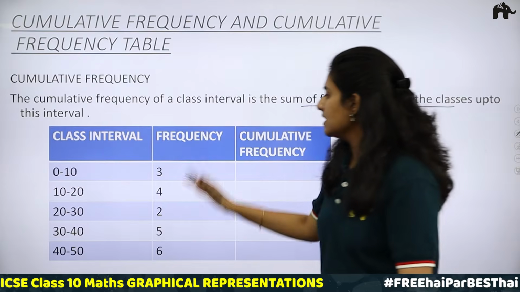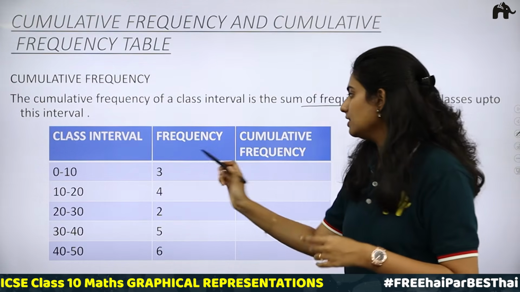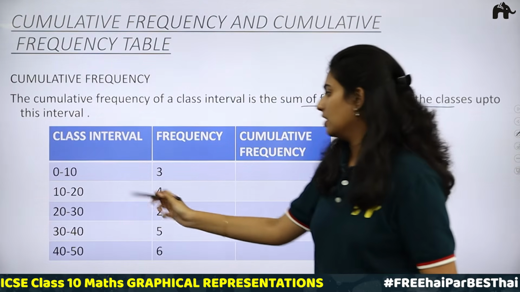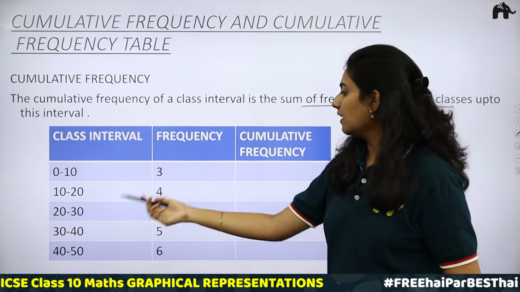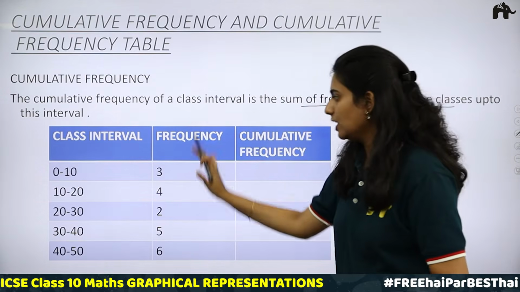Okay. Frequencies are given. What does this mean? In the range 0 to 10, between 0 to 10, 3 students have scored. Okay. Between 10 to 20, 4 students have scored. 20 to 30, 2 students. 30 to 40, 5 students. 40 to 50, 6 students. This is what frequency is.